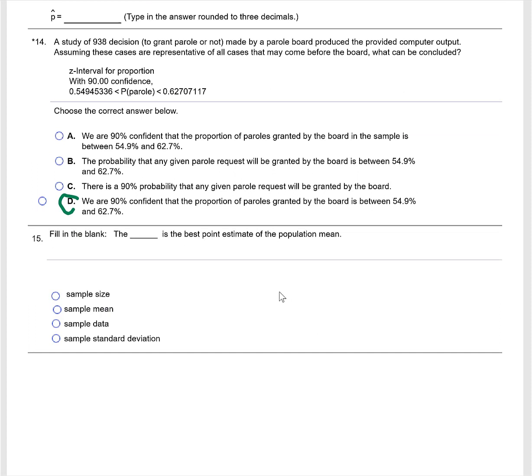What is the best point estimate for the population mean? I gave the answer away there. It's the sample mean.